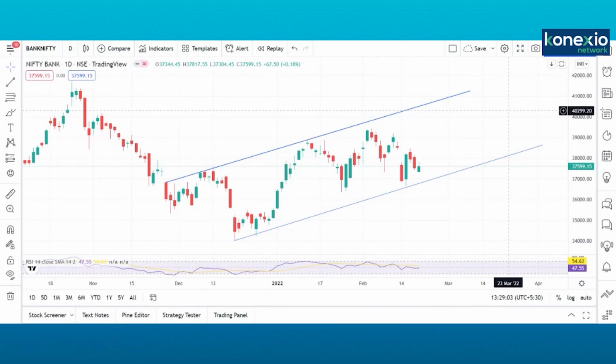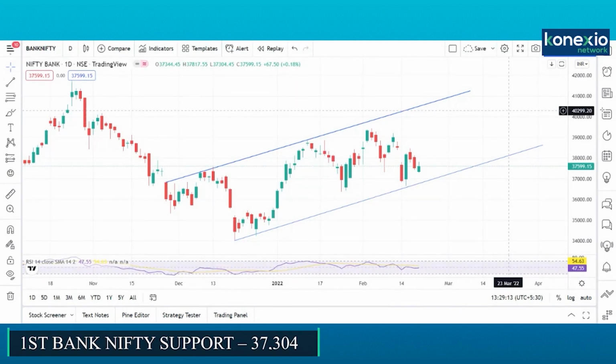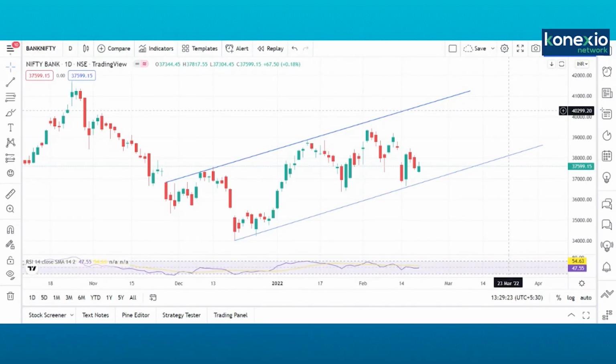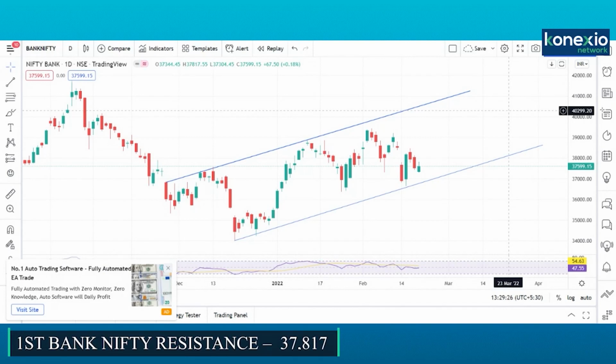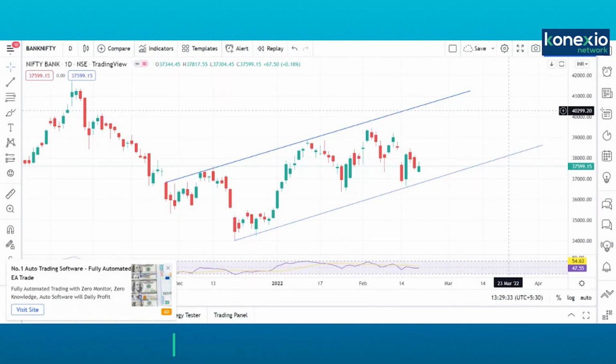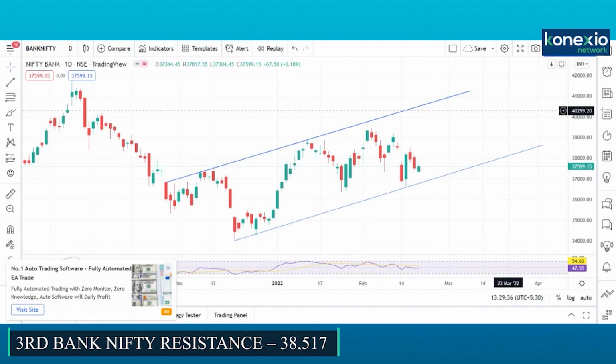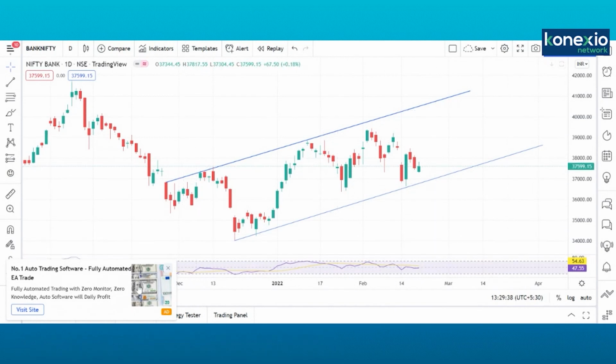Now let us discuss the supports and resistances for the next week. The important support for the next week in Bank Nifty is placed at 37,304, which is the first support. The second support is placed at 37,012, and the third support is placed at 36,651. Whereas on the upside, the first resistance is placed at 37,817, the second resistance is placed at 38,124, and the third resistance is placed at 38,517. So these are the important supports and resistances in Bank Nifty.